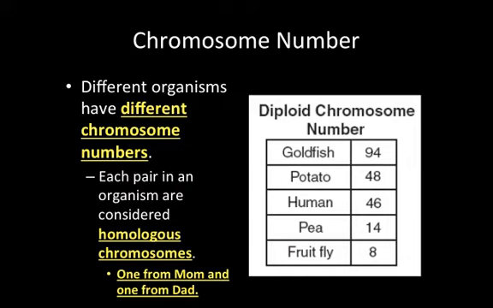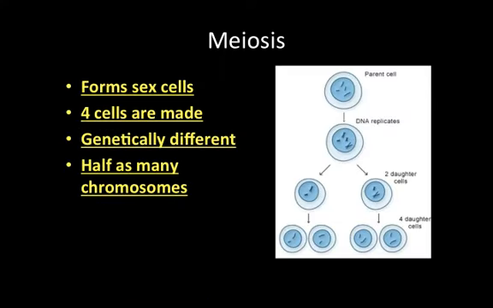Now, each pair in an organism is considered homologous chromosomes. So each pair that you get, one from mom and one from dad, is homologous. We have 23 pairs of chromosomes in our body, one from mom and one from dad. Each of those pairs is considered homologous because they're relatively similar to each other. They're not exactly identical, but the one you get from mom and the one you get from dad are fairly close to each other. There are only subtle differences between them.